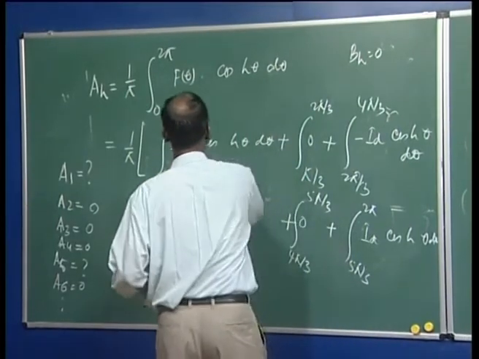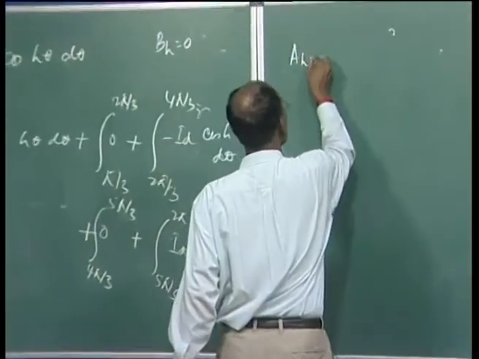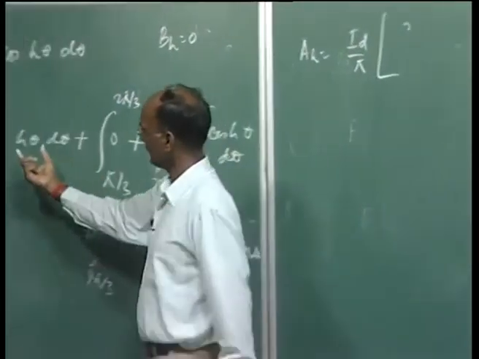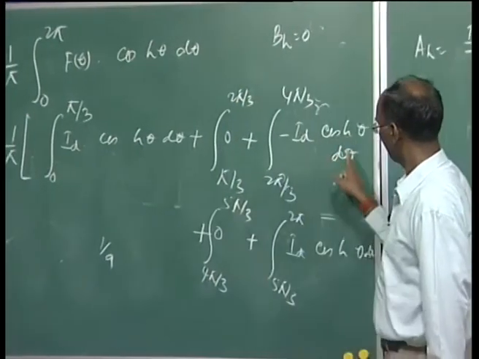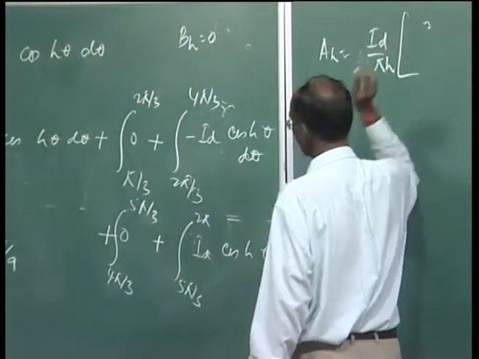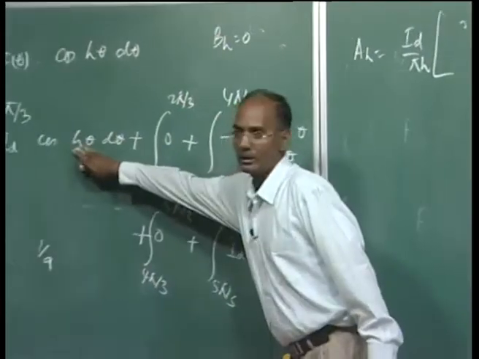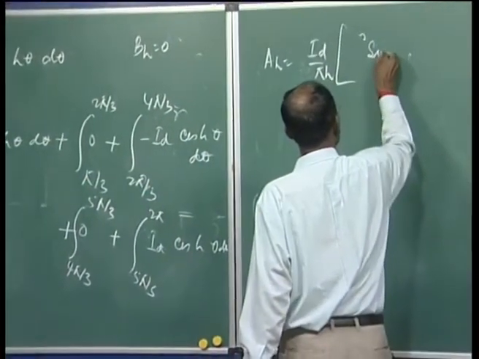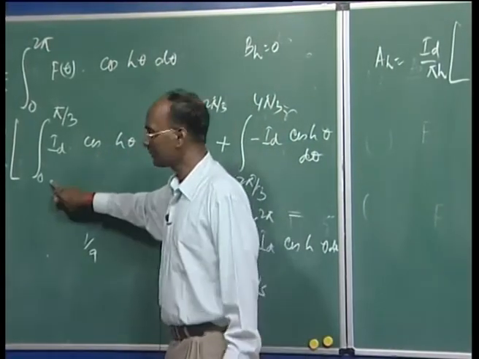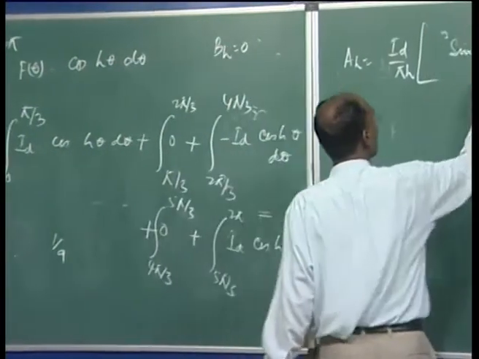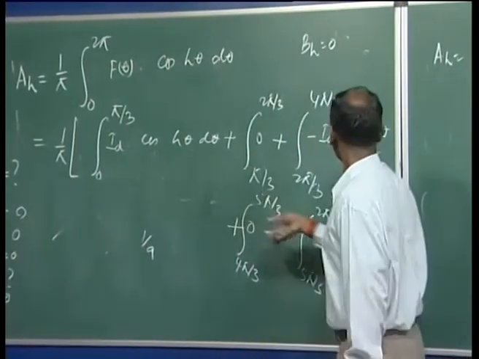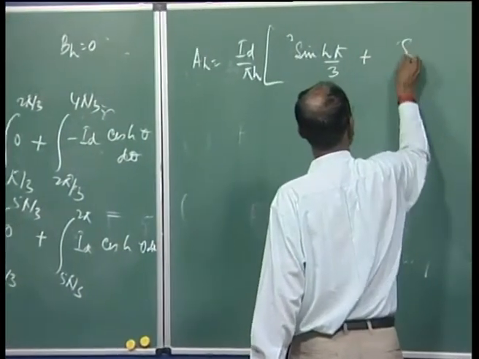Now from here ID is common, so I can say AH is ID by pi, everywhere there is H. If you are integrating, H will come down here. Here it will be sine H, cosine will become sine. So this will be sine 0, 0, and this will be pi by 3 for this integration.